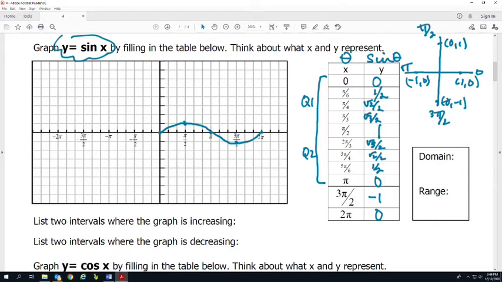If you had done the negative angles, gone the opposite way, at negative pi over 2, that would have been this location right here. So the y value would have been a -1. At negative pi, it would be 0. At negative 3 pi over 2, it would be +1, and at negative 2 pi, it would be at 0 again.